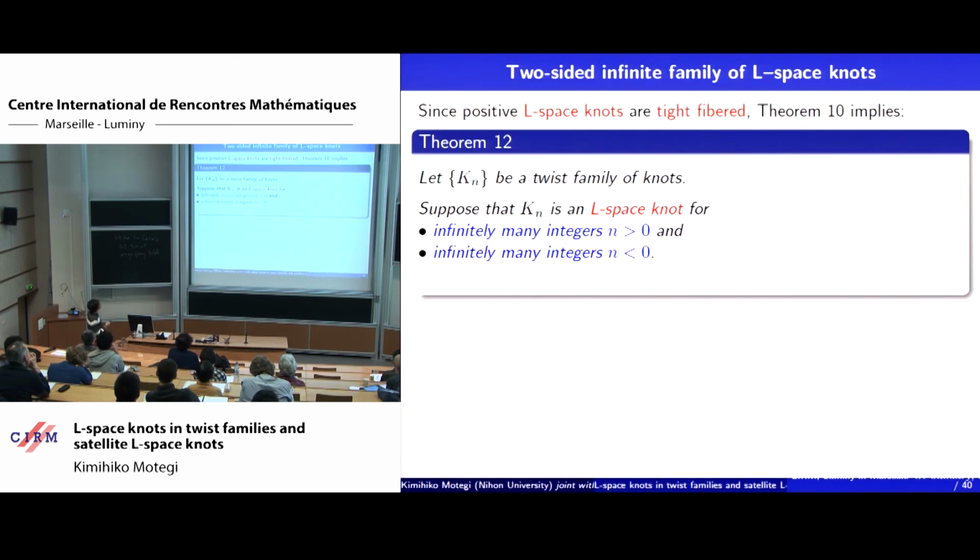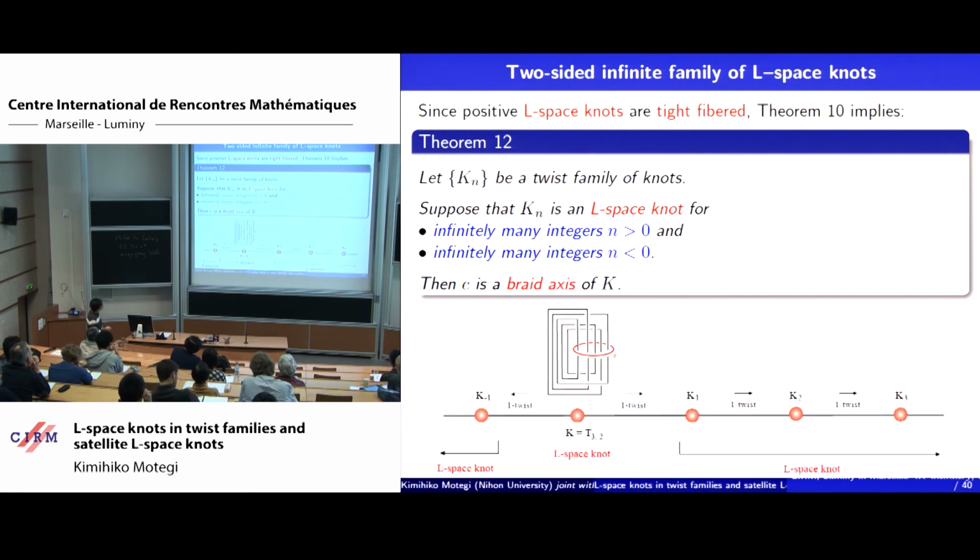And since positive L-space knots are tight fibered, our characterization theorem implies the following. Let K_n be a twist family of knots, and suppose that K_n is an L-space knot for infinitely many positive integers n and simultaneously infinitely many negative integers n. Then C is a braid axis of K. So for instance, this is a torus knot, and we take C like this. C is a braid axis. And actually in this example, all the knots are L-space knots.